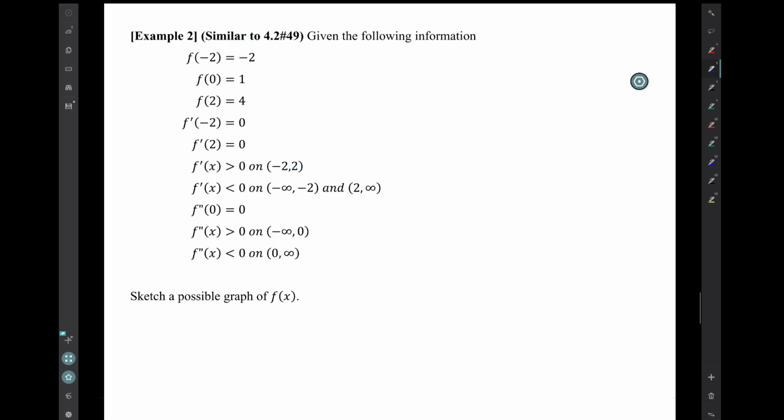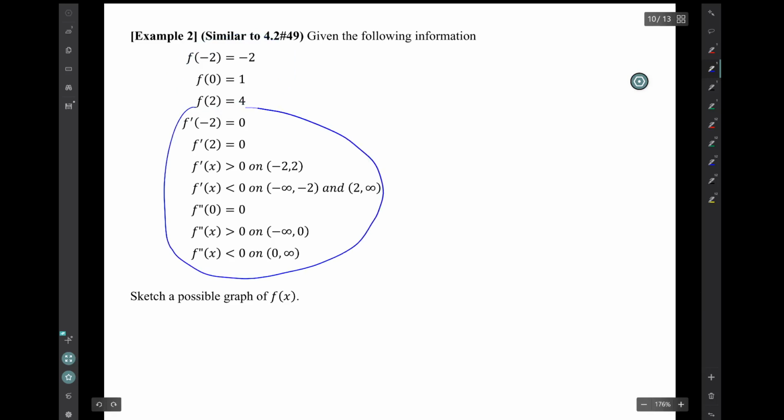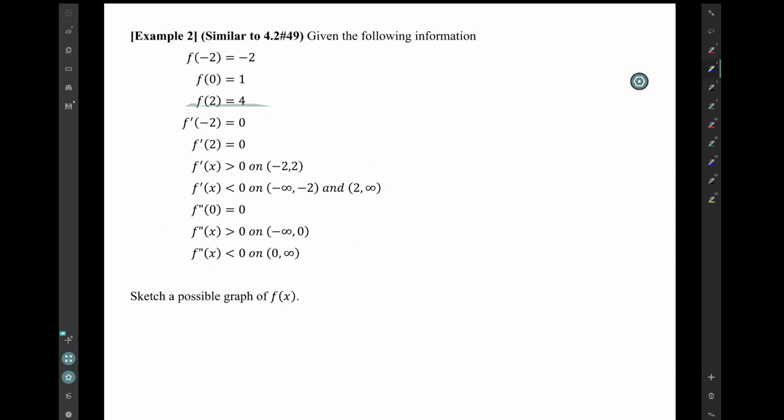We're supposed to sketch a possible graph of f of x. Well, it's the same idea. We'll start by translating this given information about the sign behavior of f prime and f double prime into information about f. And then we'll collect all that information that we've got about f and we'll put it on some coordinate axes and we'll draw a graph that it describes.